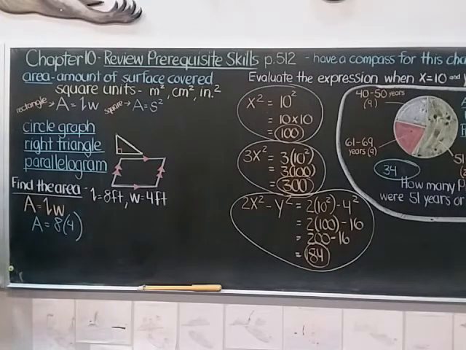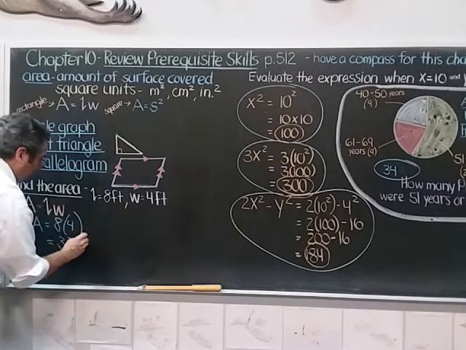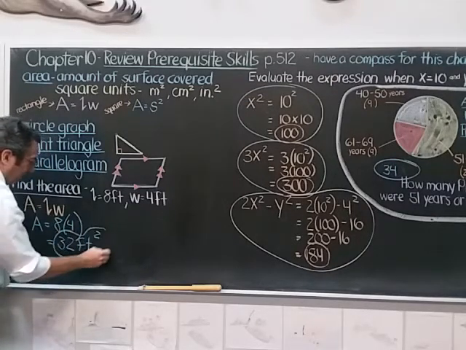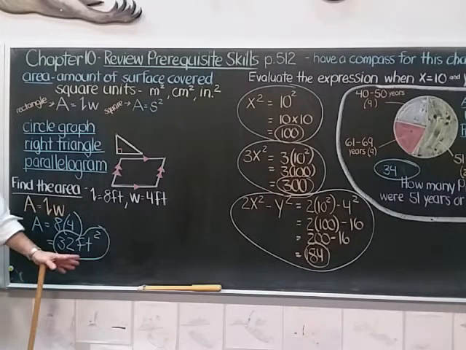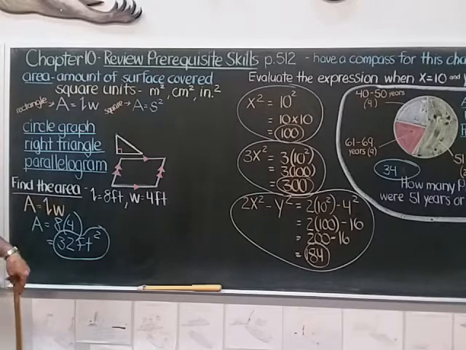I'm using parentheses to show you that these are a multiplication process. 8 times 4 is 32. And since the measures were in feet, I also write the answer in square feet. All right, so that's not hard, just something that we're reviewing and doing for prerequisite skills.